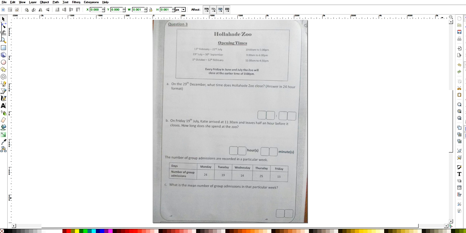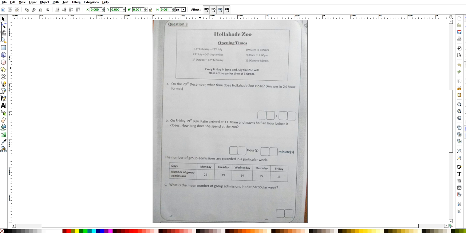Question number 3. On the 29th December, what time does Holla Hay Zoo close? Answer in 24-hour format. Question 3A.